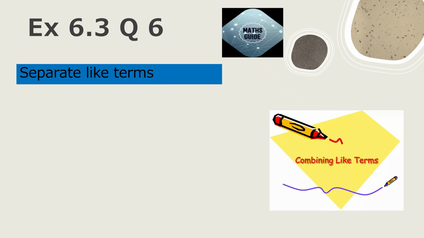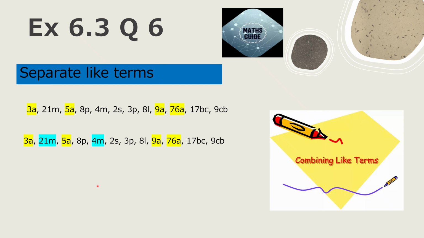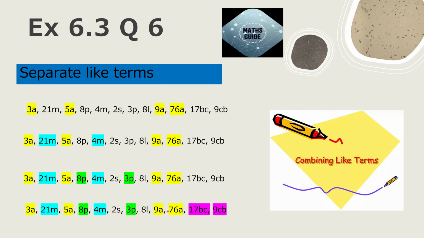Now exercise 6.3 question number 6. Now we have to separate like terms from the given terms. As you can see, I have highlighted yellow color with all the terms which have a as a common variable. So they are all like terms like 3a, 5a, 9a and 76a are all like terms. But there are some other like terms also like 21m and 4m and 8p and 3p. Again 17bc and 9cb, they are also like terms.